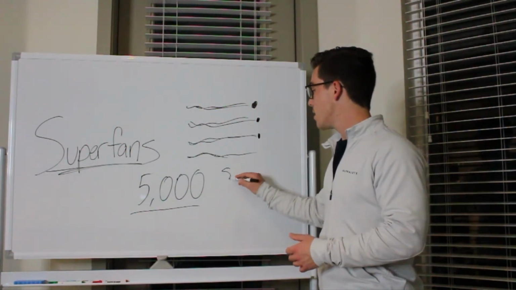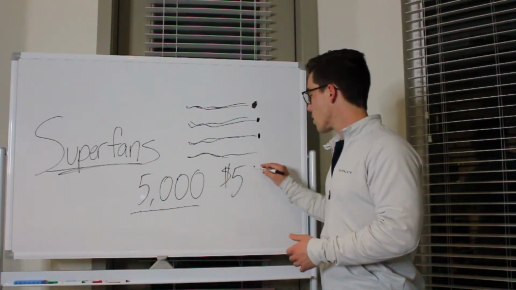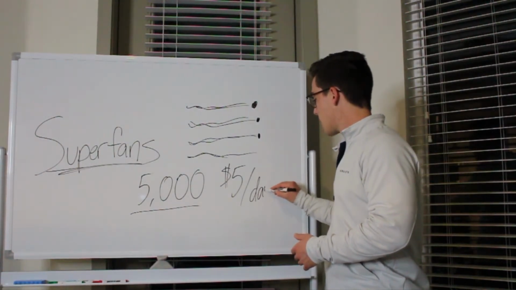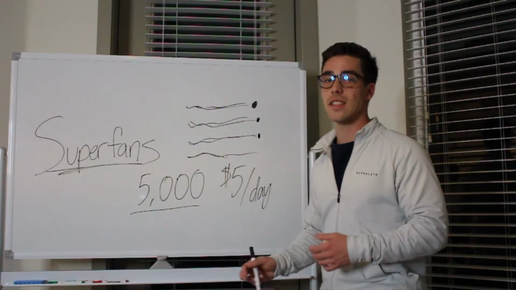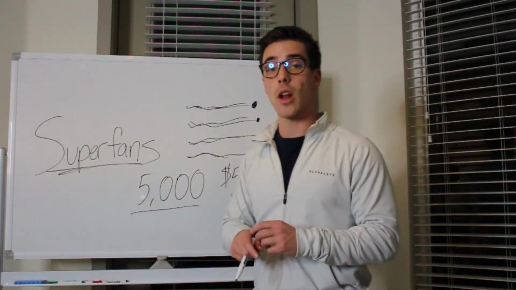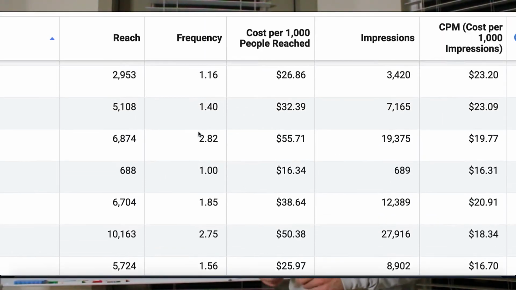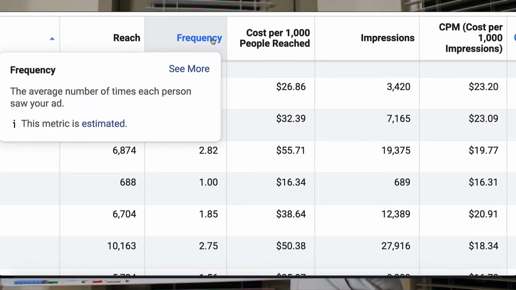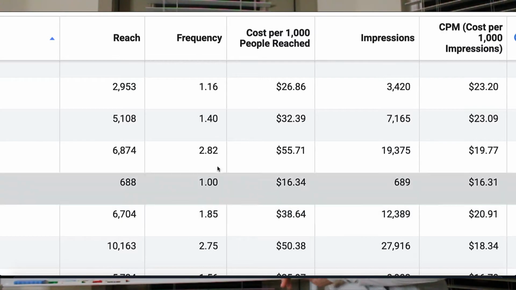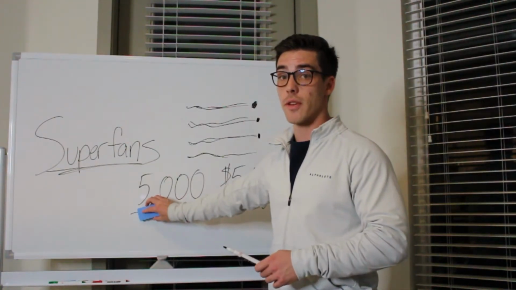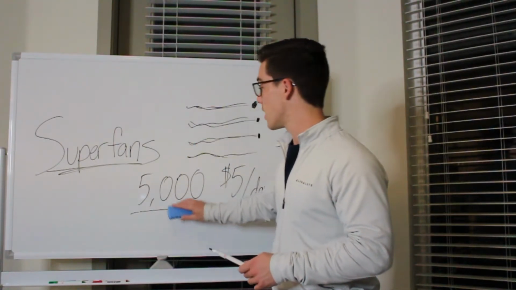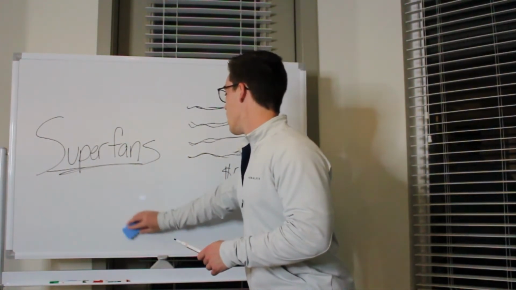a good daily budget would be to spend $5 per day because of the size of that audience. It doesn't take much to get through that audience really quickly, and you'll see that the frequency of your ads being shown will stack up pretty quickly, right? And this is a pretty large audience for a super fan base, okay? That's a pretty large audience.